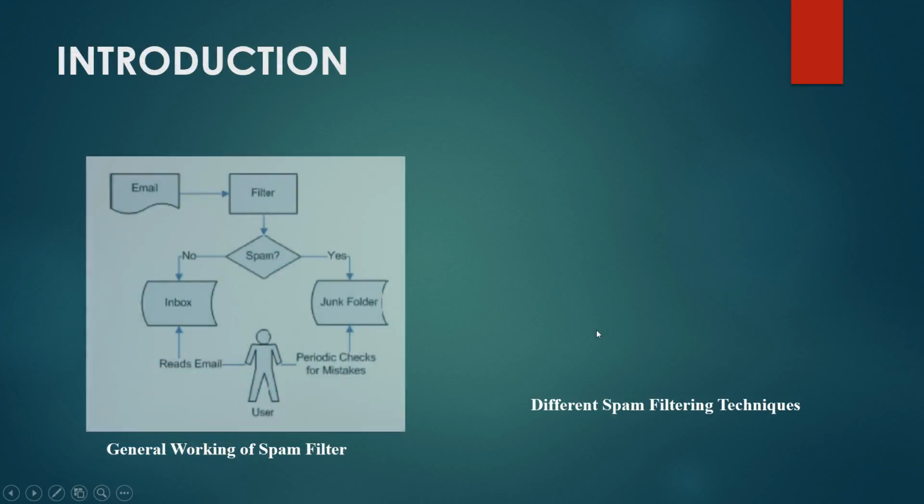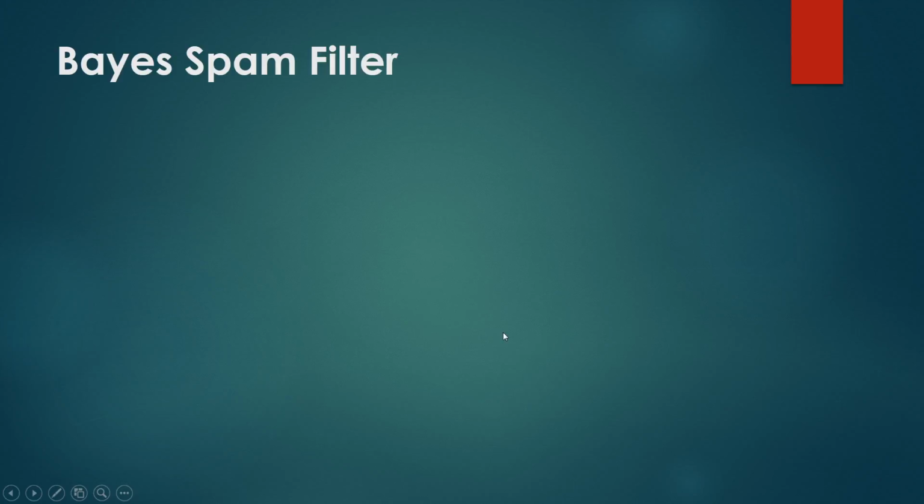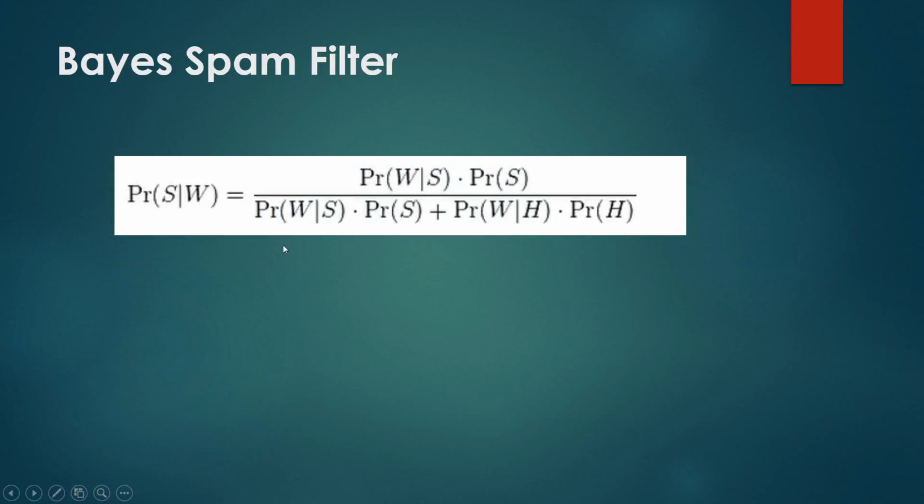When we talk about the spam filter, there is an investigation showing that more than 70% of emails are unwanted messages or spam. Here are some common types of filters, which treat incoming messages according to previously learned knowledge about the sender. In my report, the important points are Bayes and the SVM. So let's start with the Bayes spam filter.